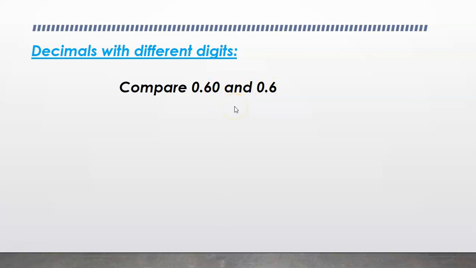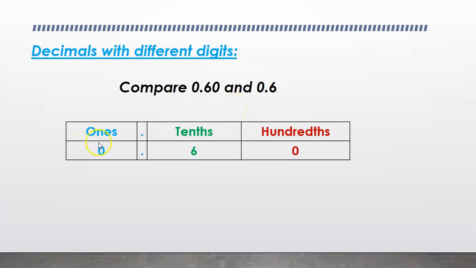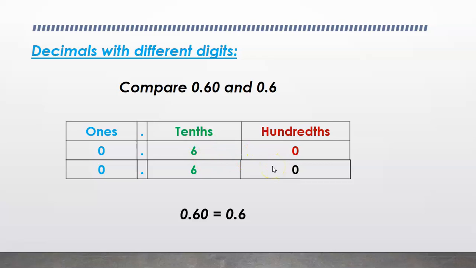Let's make the table. In ones 0, but in the decimal part tenths is 6 and hundredths is 0. Ones, tenths, hundredths. Ones 0, decimal point, 6, and the hundredths place 0. Any place empty, put 0. Then after comparing, it's the same. Okay, comparing tenths and hundredths.